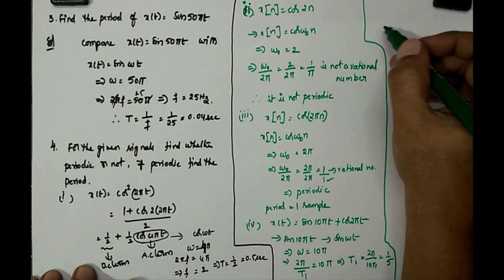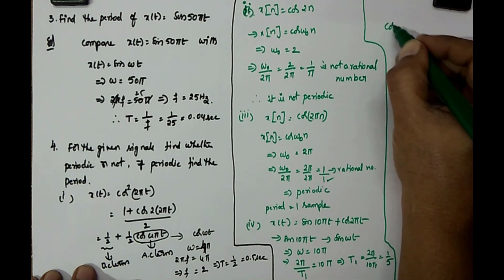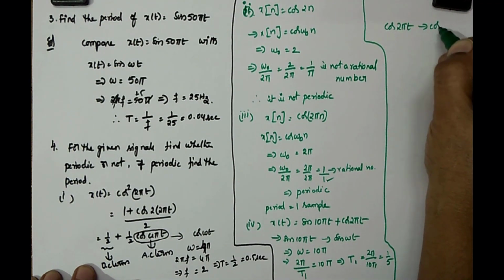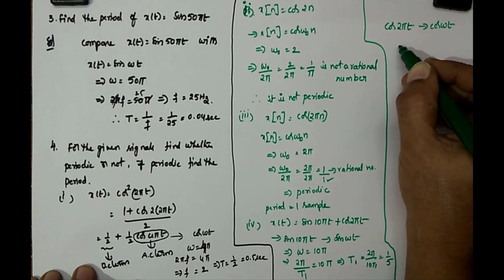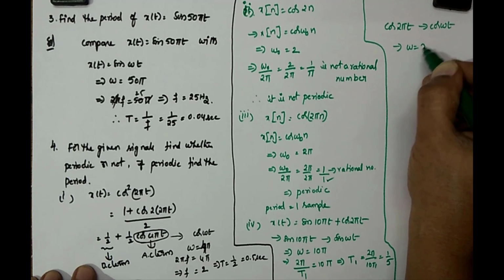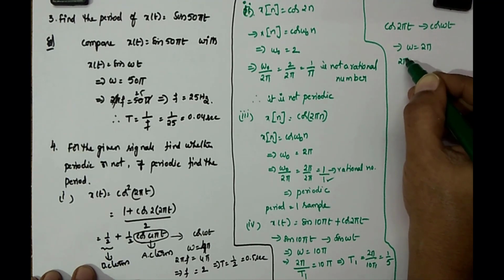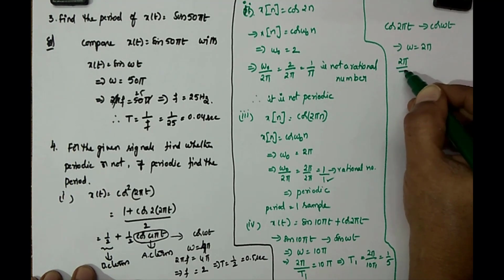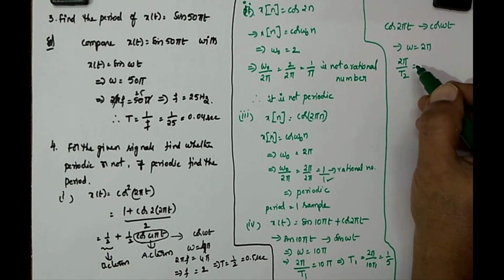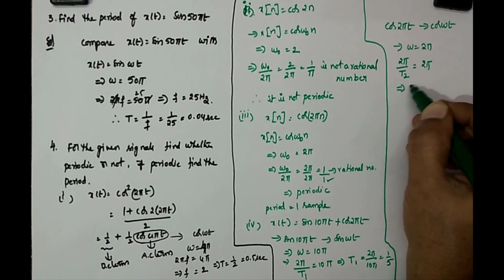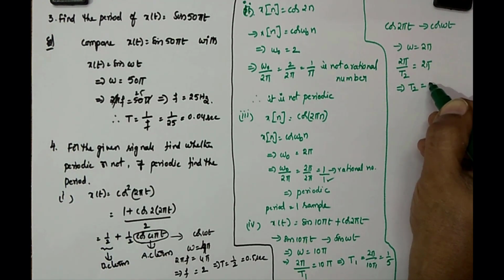Then take the second term, cos 2 pi t, again compare it with cos omega t. What will I get? I will get omega equal to 2 pi. It's nothing but 2 pi by T2, because for the second term we take T2. So what is T2? T2 is 1.